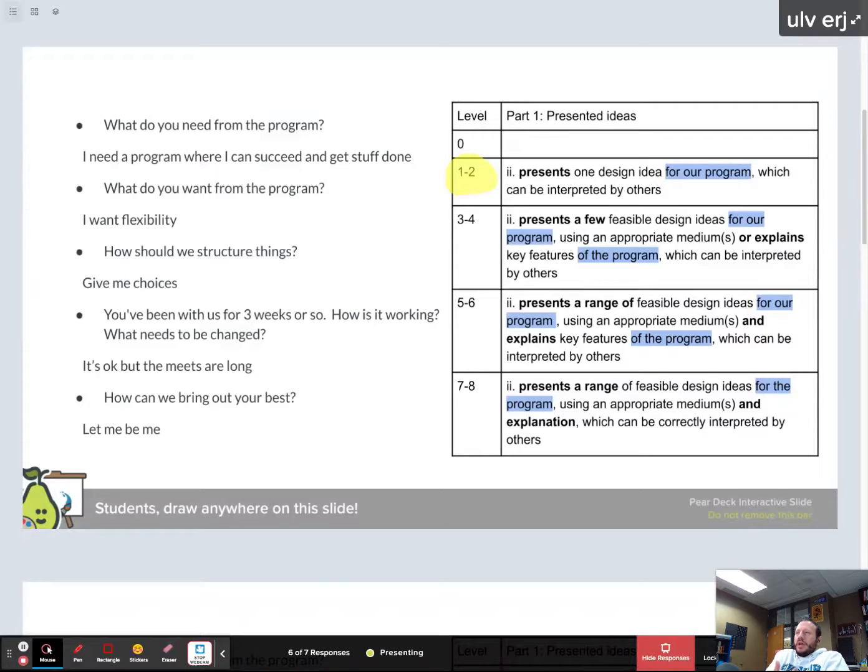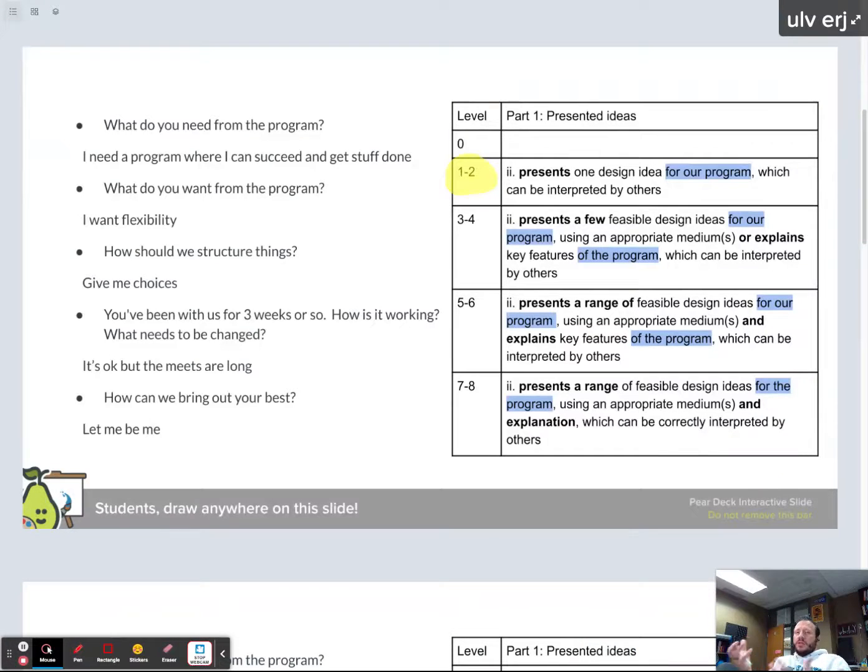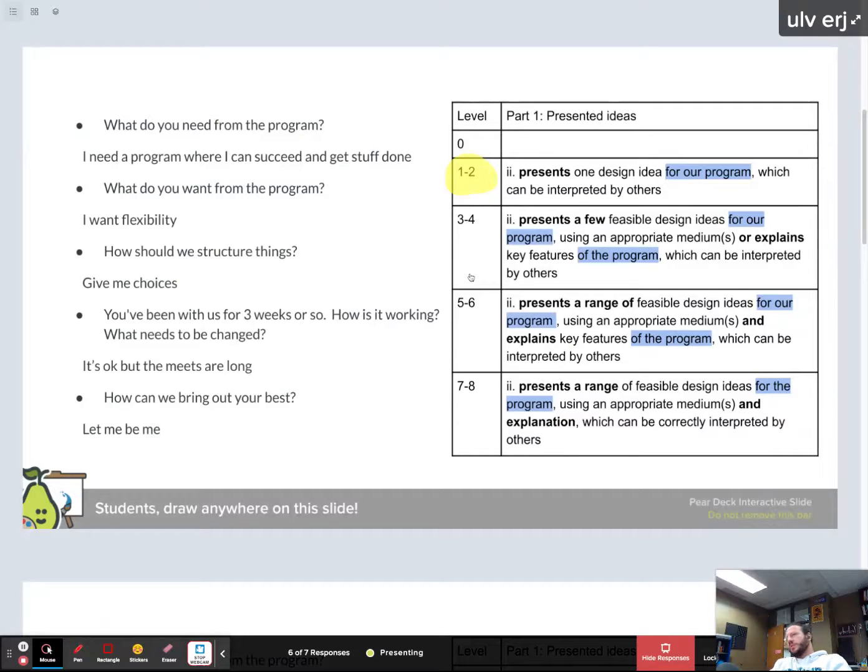Like, I need a program where I can succeed. Well, what's success to you? What do you need to do to succeed? What does success look like? Or like, I want flexibility. Flexibility in schedule, flexibility in task. Tell me more.